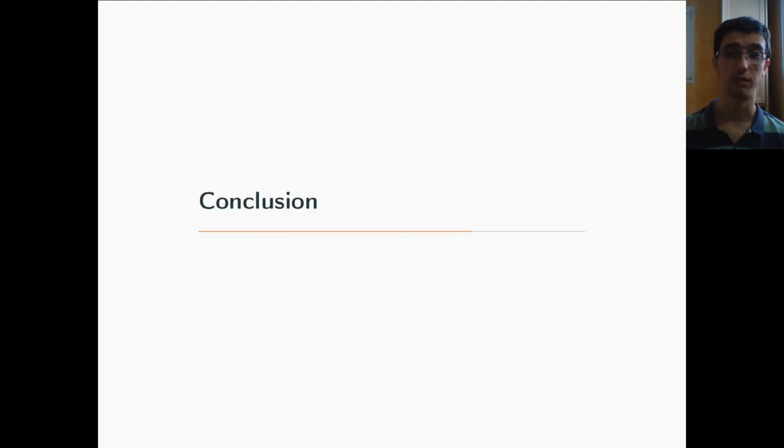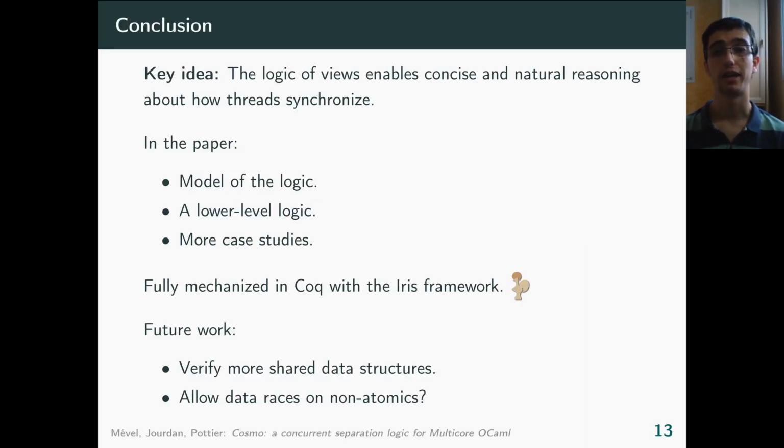To sum up, I have presented a program logic for Multicore OCaml based on isolating subjectivity into views. I argue that this logic enables concise and natural reasoning about how threads synchronize. There is more in the paper, namely how the logic is realized by building on top of a lower level logic, and we also have more case studies. This entire work is mechanized in the Coq proof assistant using the Iris separation logic framework. So we have a verified proof of soundness on the tile language with which we can write programs and prove them correct using our program logic.